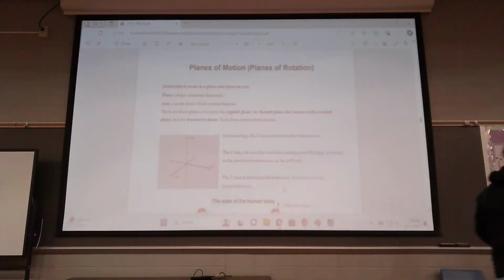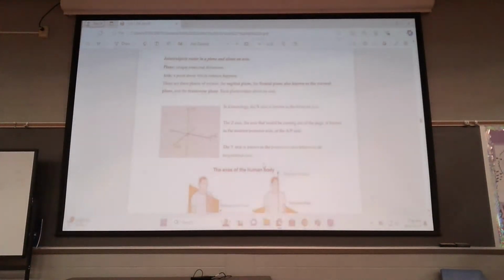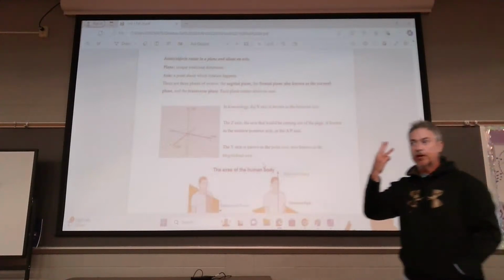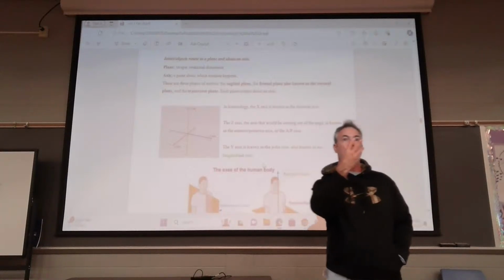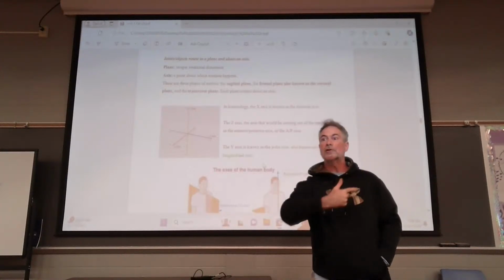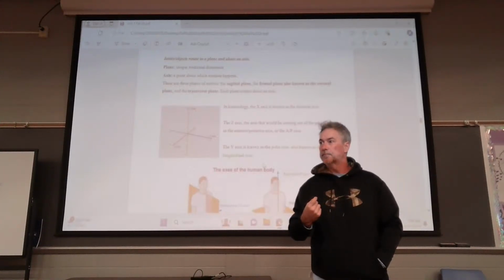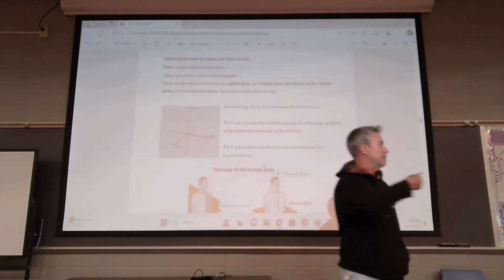So planes and axes are dimensions of rotation, dimensions of spin. 3 dimensions of straight line motion, 3 dimensions of rotational motion. What are those dimensions called? Sagittal, frontal, transverse. It's all about the spin.